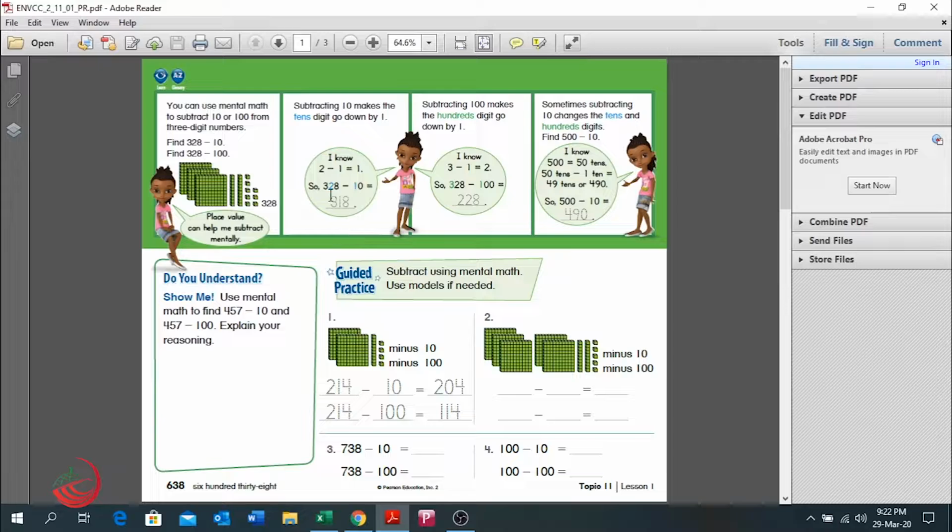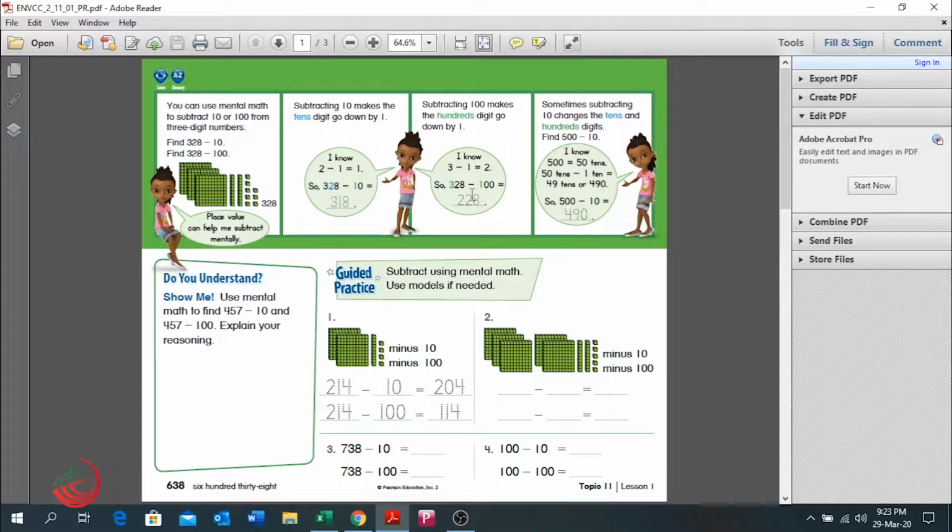If we have 328 minus 10, we need to subtract the tens digit by 1. So 328. The tens digit is the 2. We're going to subtract it by 1. So 2 minus 1 equals 1. So it's going to be 318.